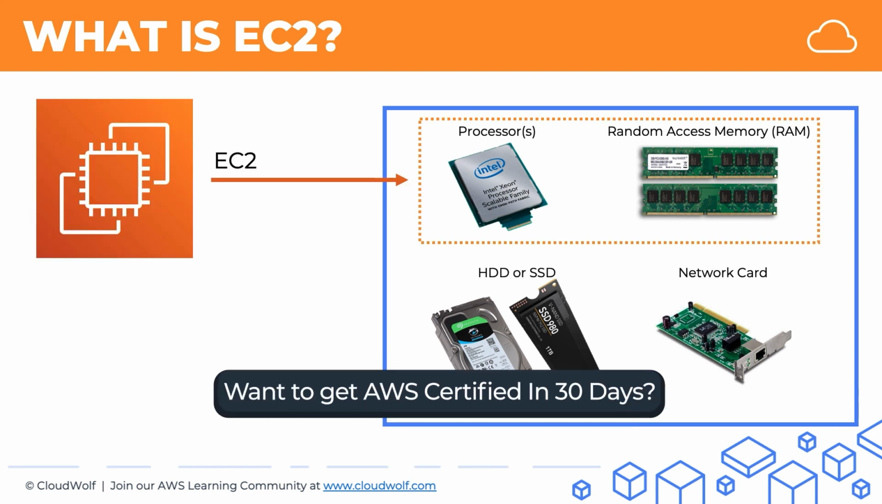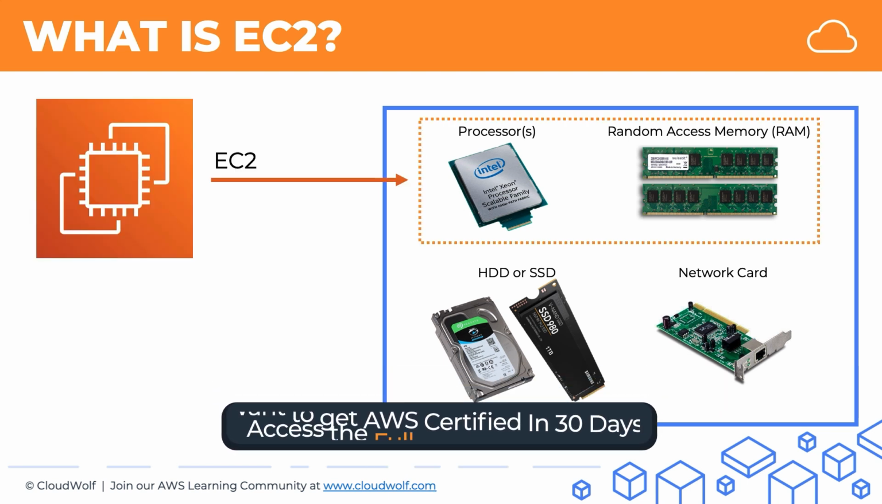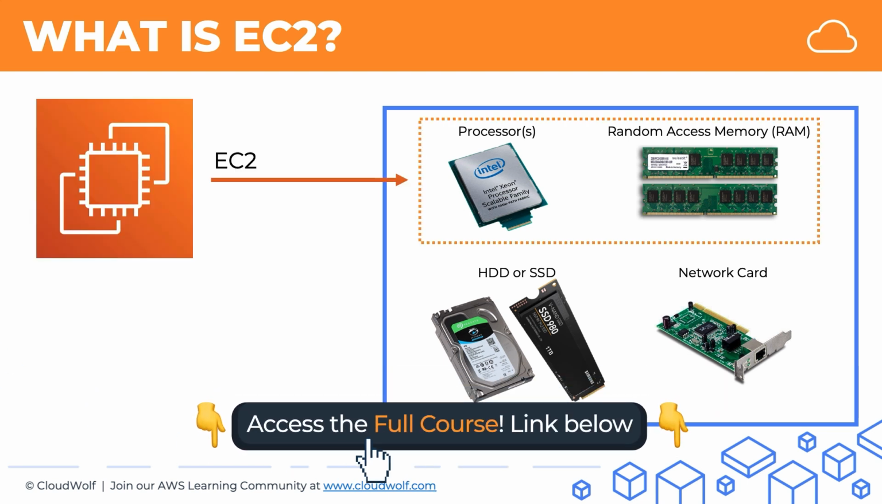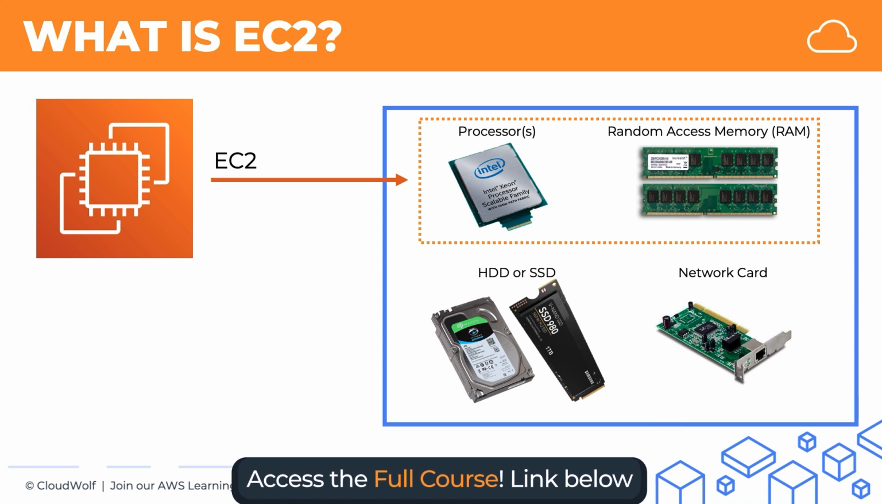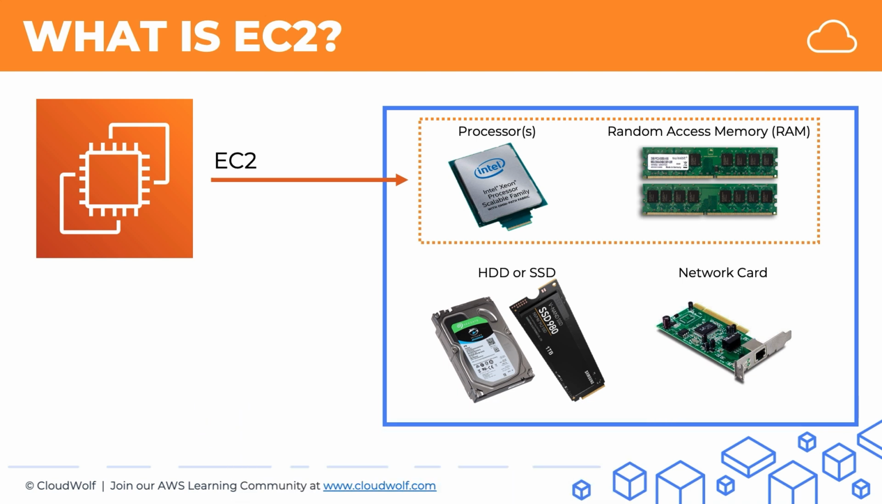And EC2 is this part. EC2 is the combination of the processor and the random access memory. And if you keep this visual in mind, it will help you remember how to think about EC2. EC2 is the little engine that crunches all the numbers inside your AWS architecture.